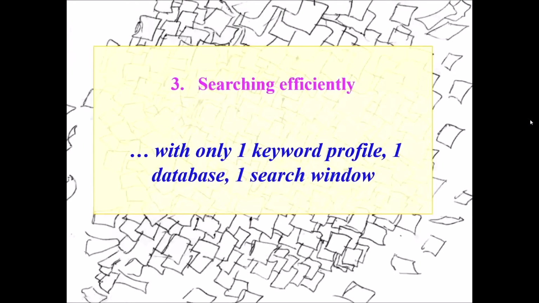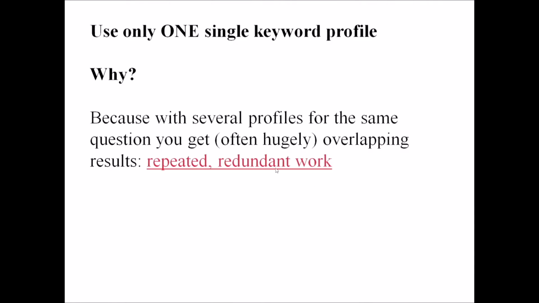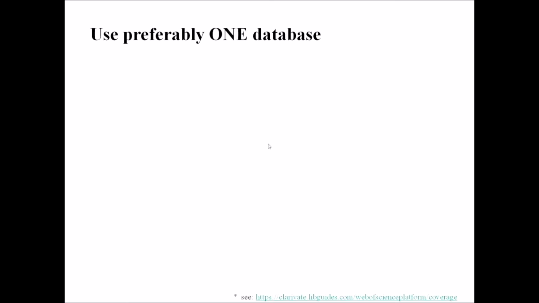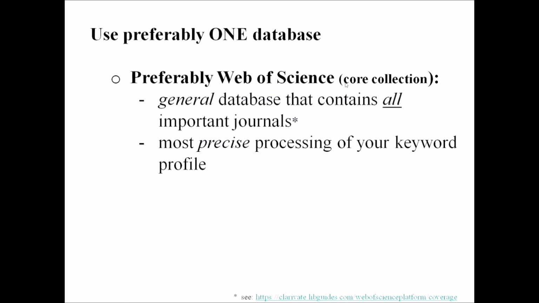How to search efficiently with only one keyword profile, one database and one search window. Use only one single keyword profile. Why? Because with several profiles for the same question you get often hugely overlapping results, repeated redundant work. And when you use only one single keyword profile, it's easy to control, to replicate or to update later by yourself or by others. Use also one database, preferably Web of Science, its core collection.